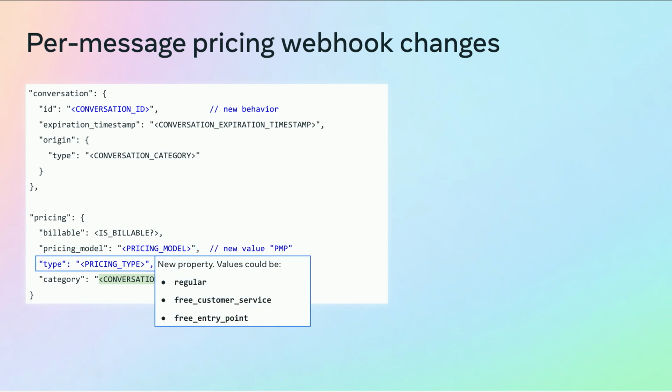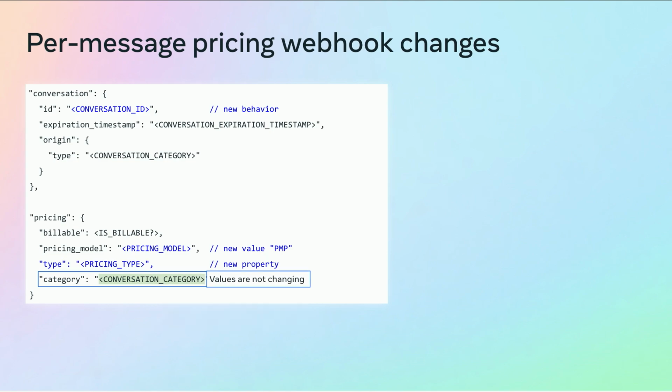We also added a new property, called type. Values can be regular, which indicates the message is billable, free customer service, which indicates the message is free because it was either a utility template message or a non-template message, sent within the customer service window. More on customer service window soon. Free entry point indicates the message is free because it's part of a free entry point conversation.